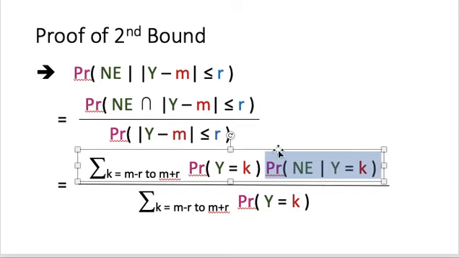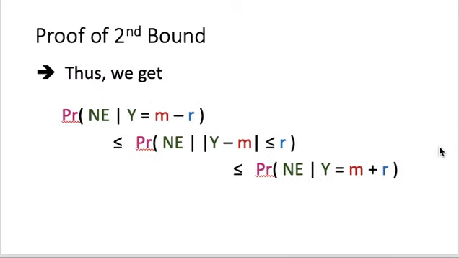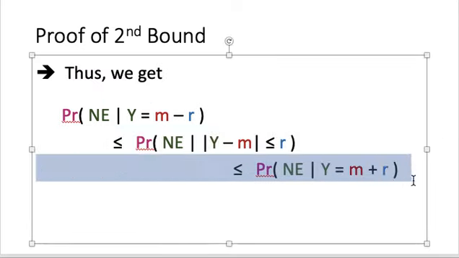So if we replace all these terms of different k by the same term, y is equal to n plus r, then we get an upper bound. If we replace it by that particular value, then this part and this part can be cancelled. So we will see that this probability will be less than or equal to the probability of no empty bins given y is equal to n plus r. So we will get the relationship of this one less than or equal to this one.